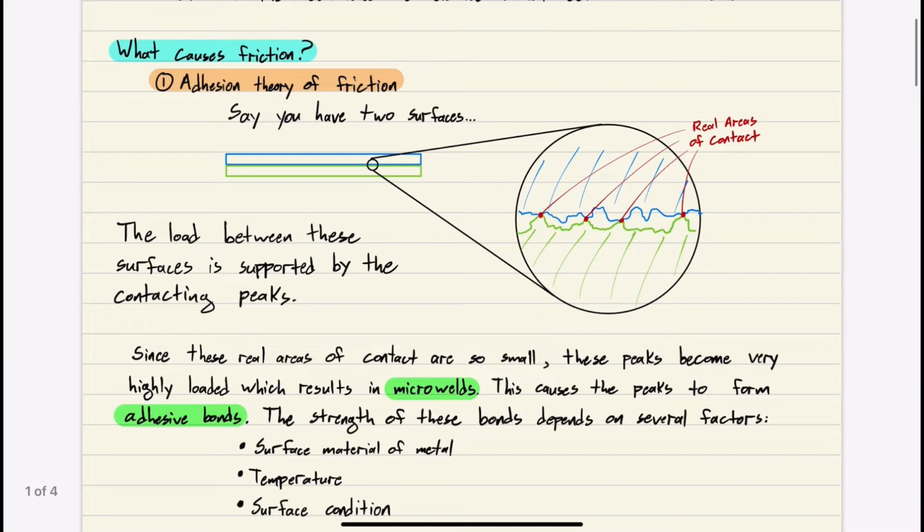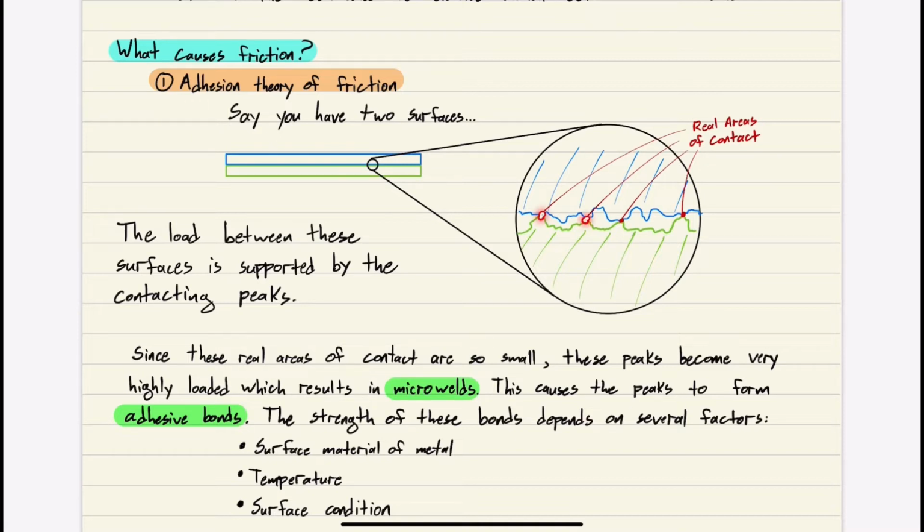For the adhesion theory of friction, from what I understood, say we have a blue surface on the top and a green surface on the bottom, and we zoom in really, really close to where they actually contact each other. The surfaces are very irregular on this scale. They're very jagged, with a lot of peaks and valleys, and both surfaces are like that. Because of this, they only contact at a few points, called contacting peaks.